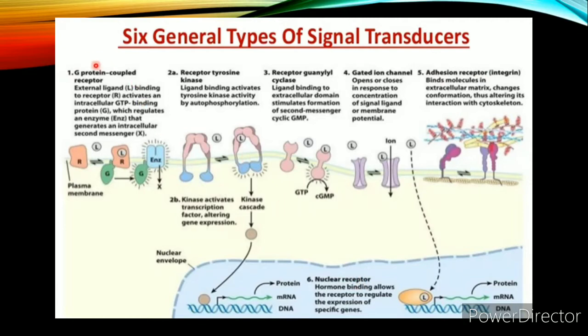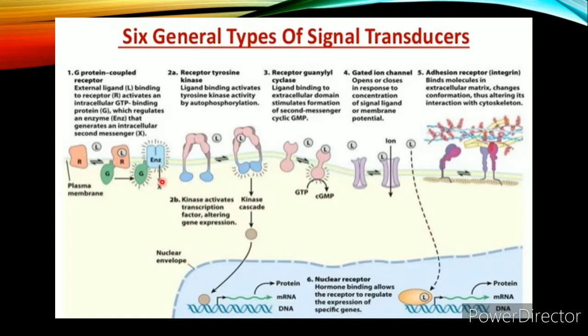See, G protein coupled receptor. In this receptor, the mechanism of the G protein coupled receptor is the external ligand binding to the receptor. This external ligand binding to the receptor then activates the intracellular GTP binding protein. This GTP binding protein regulates the enzyme and generates an intracellular second messenger. What is the mechanism exactly?